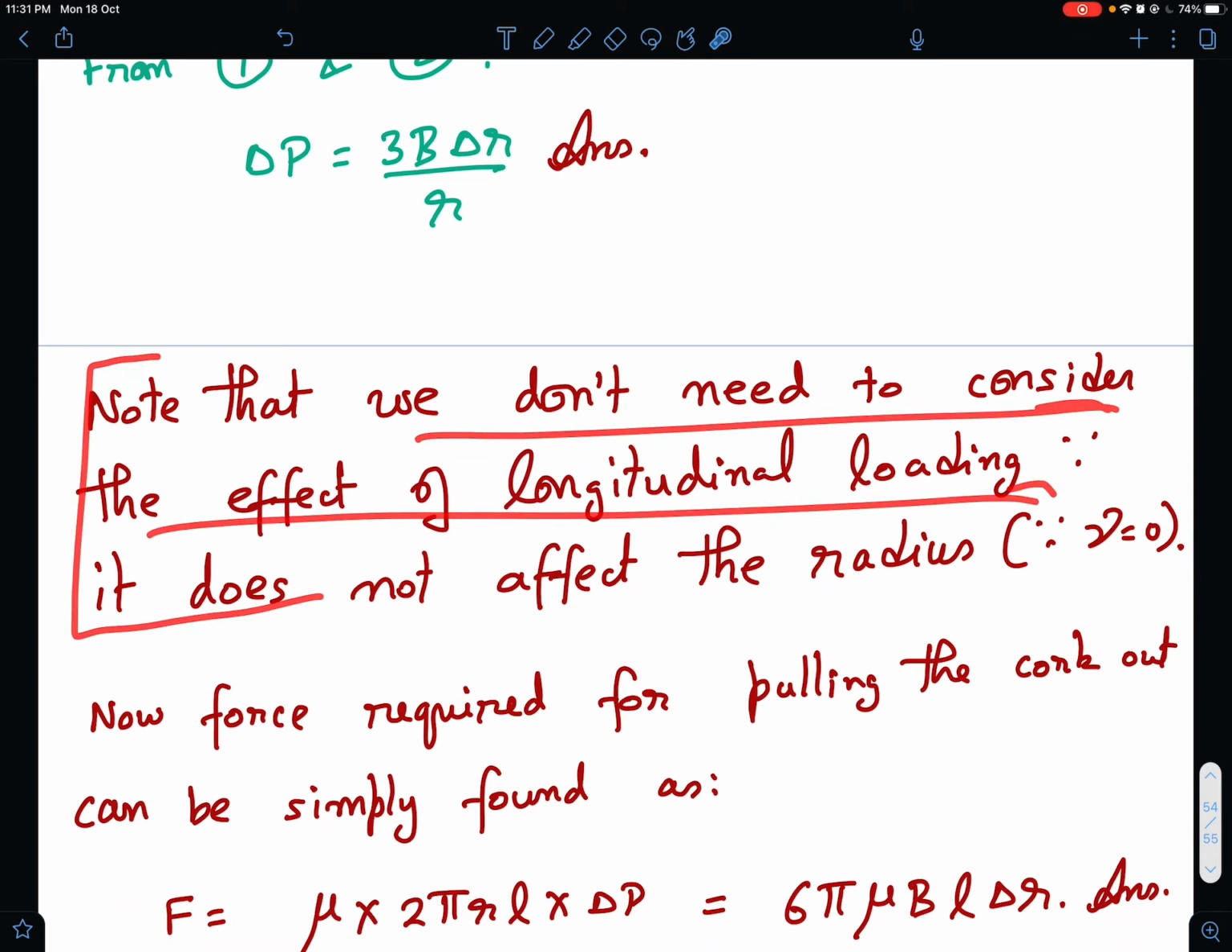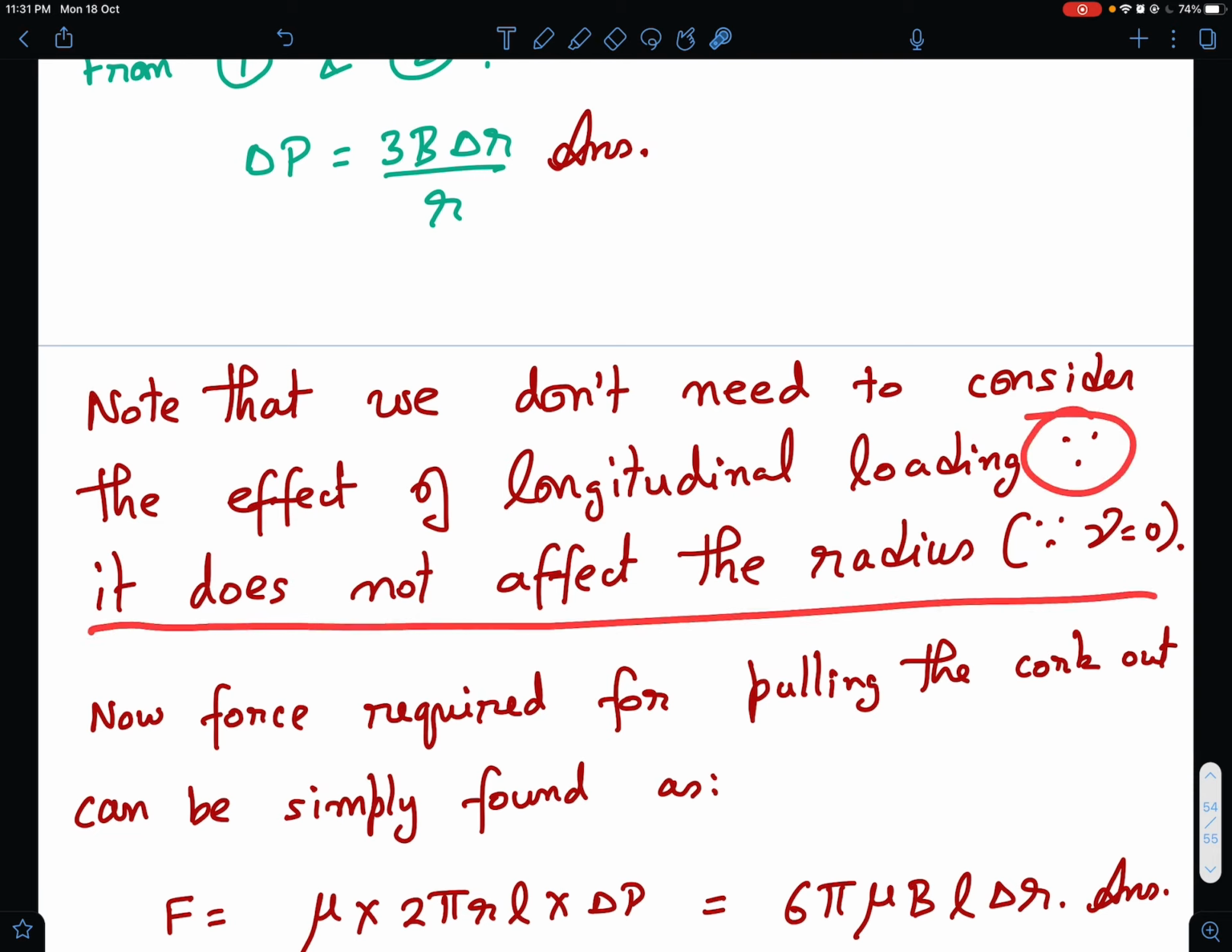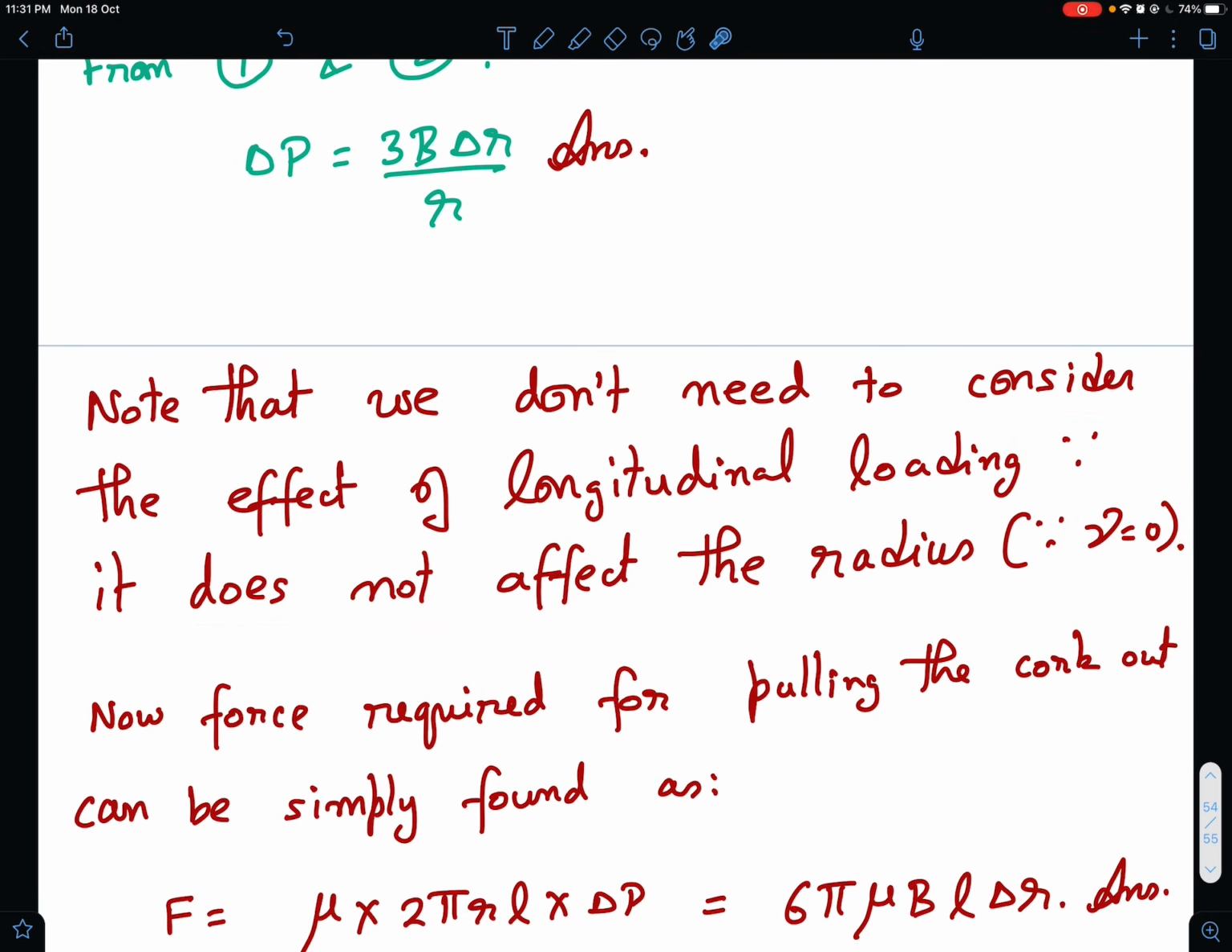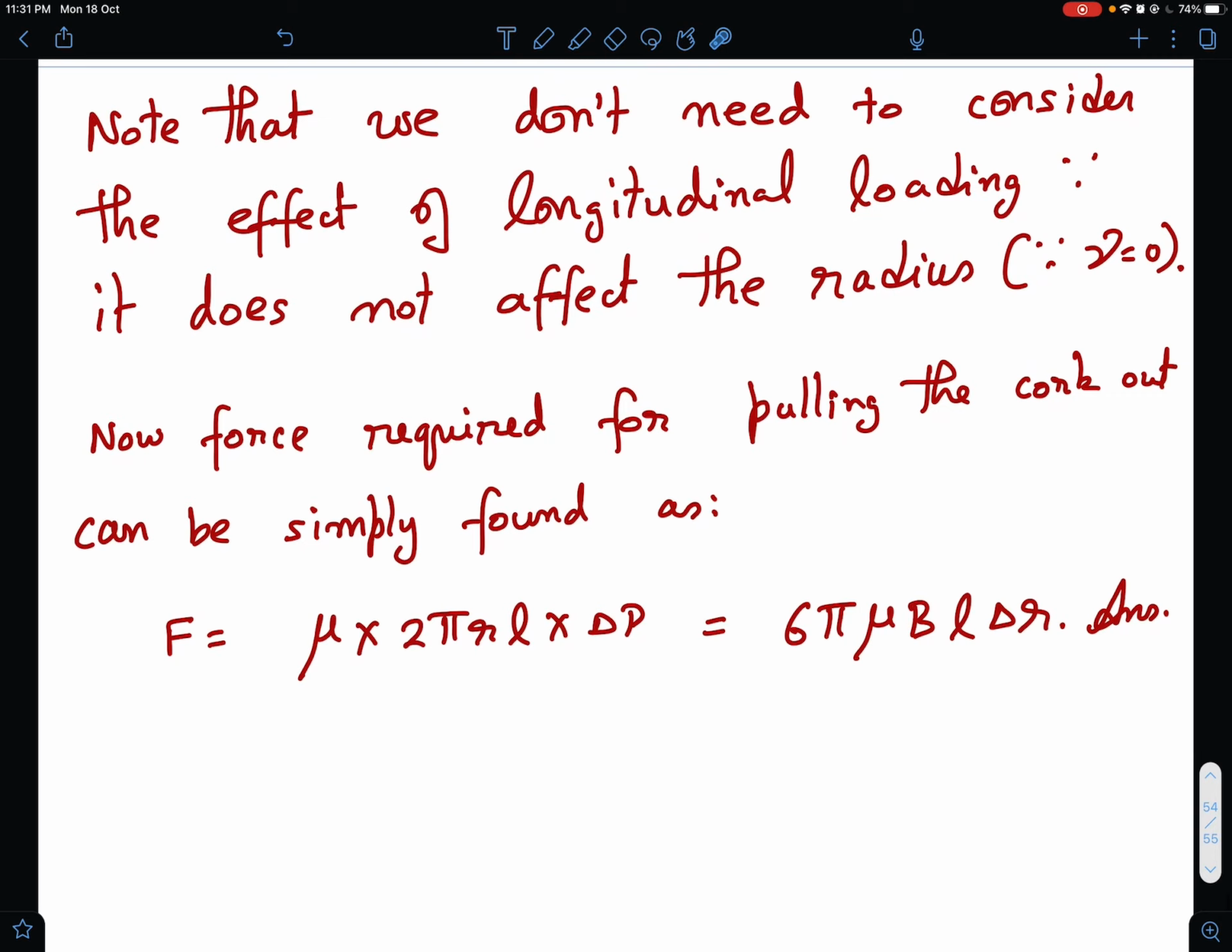Now I've written the same thing. Note that we don't need to consider the effect of longitudinal loading because it does not affect the radius, because Poisson's ratio is 0. Okay, so a better problem would be with Poisson's ratio being non-zero and Young's modulus being given. Now the force required for pulling the cork out, we can use the same logic, so that is mu into 2 pi r l into delta P. And here, since in delta P we got a factor of 3 instead of 2, in the final answer here also we'll get a factor of 6 instead of a factor of 4. So this is our final answer: 6 pi mu B l delta r. So this is the force required to pull the cork out once it is there inside.